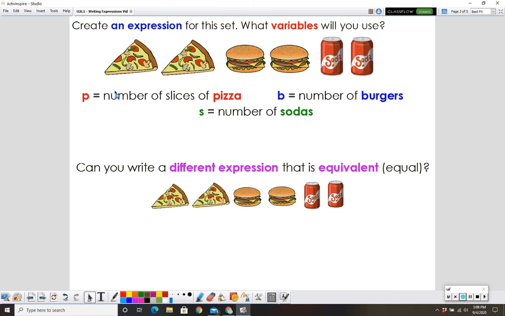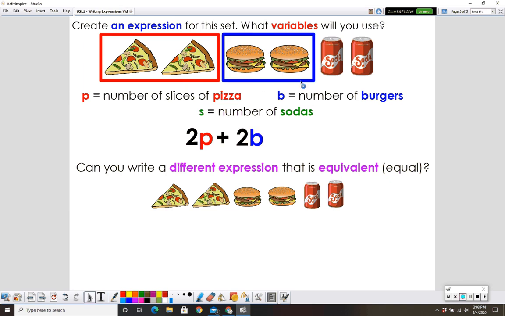Once my variables are defined, I'm going to figure out how many pizzas I have. And I'm going to write that 2 pizzas, 2P. I'm going to look at my burgers. I have 2 burgers, so I'll do plus 2B. And finally, I have 2 sodas, so I'm going to put that together plus 2S. So 2 pizzas plus 2 burgers plus 2 sodas. This expression looks at the total amount of every quantity we have, and that's fine.